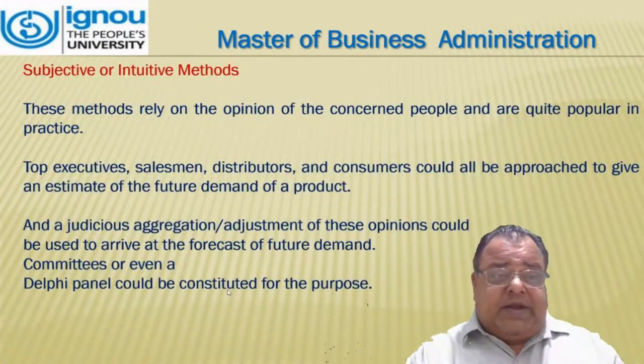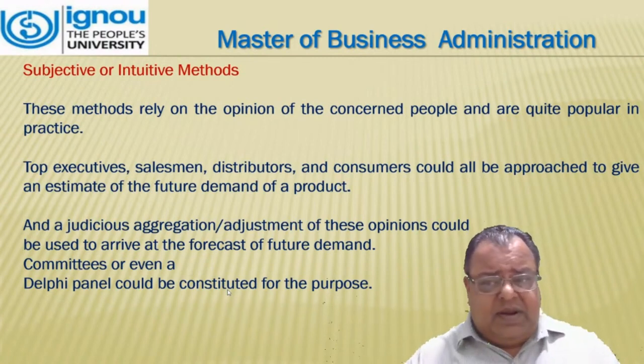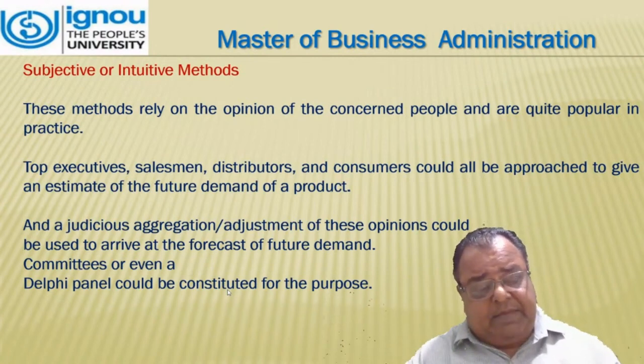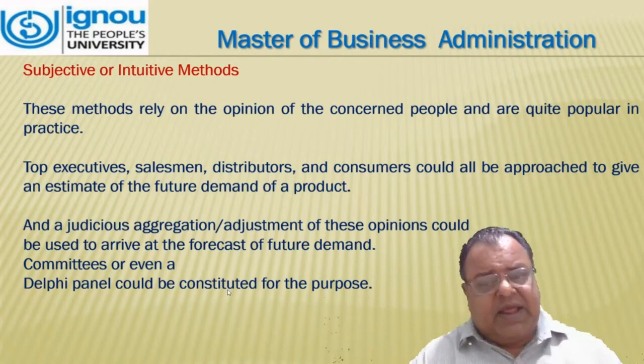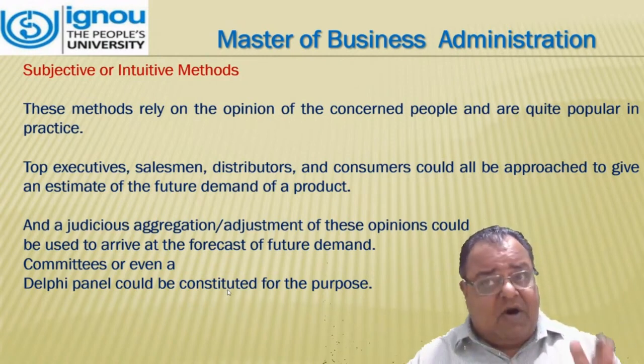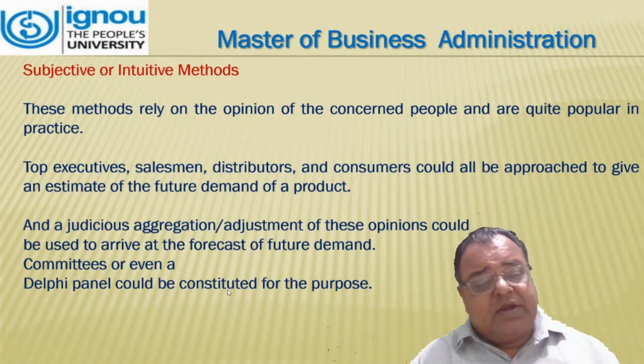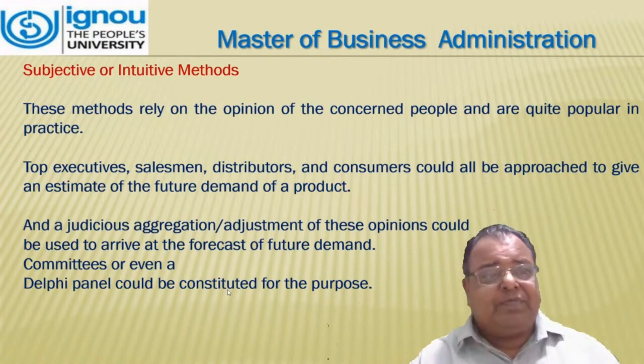We'll start with subjective or intuitive methods. These methods rely on the opinion of the concerned people and are quite popular in practice. Top executives, salesmen, distributors, and consumers could all be approached to give an estimate of the future demand of a product. And a judicious aggregation or adjustment of these opinions could be used to arrive at the forecast of future demand. Committees or even a Delphi panel could be constituted for this purpose.